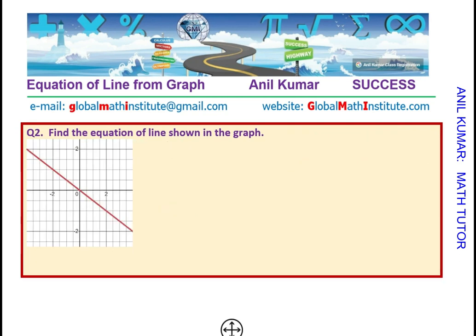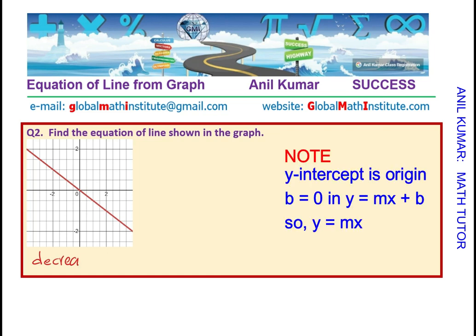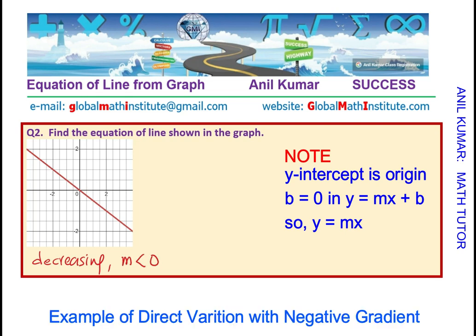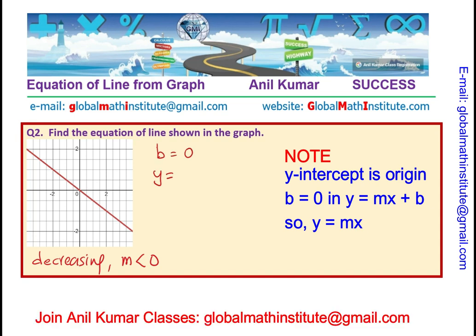Now, in this example, you see that the line is dropping down. That means decreasing, right? That means the slope m should be less than 0, so a negative slope is expected. So when you look at a figure, you should try to understand what could be the equation, right? Secondly, we also know here that b is equal to 0. So we have an equation as if y equals mx. Makes sense, right?